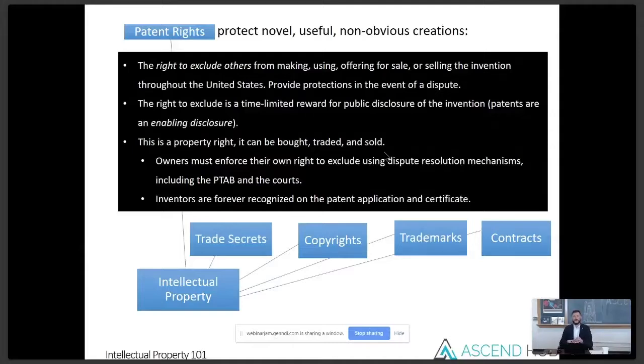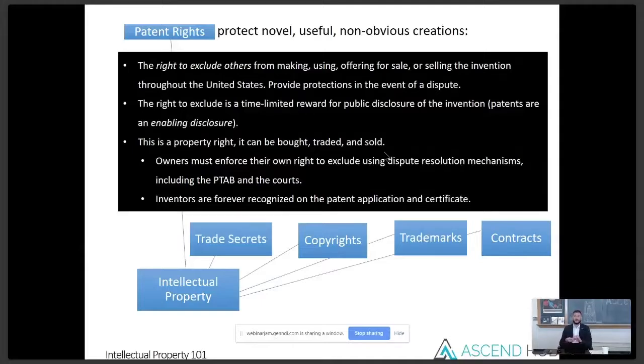You come up with an idea, and the United States will give you a monopoly if you apply for and have registered a patent. This monopoly is a right to exclude others, and it's a time-limited reward for public disclosure of the invention. What does that mean? The monopoly is a reward. We get that. It's time-limited. Why? Because you just told the world how to make your invention. You wrote every detail down in a patent application that, when issued, becomes public.